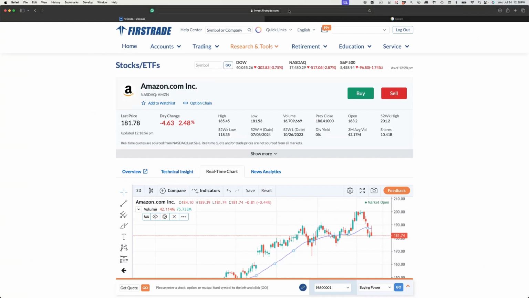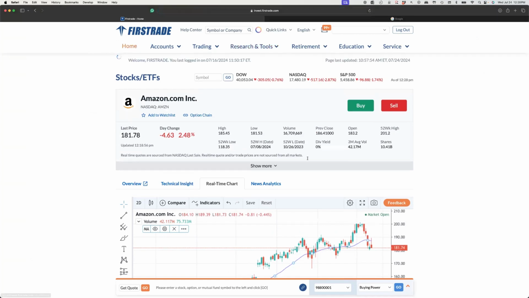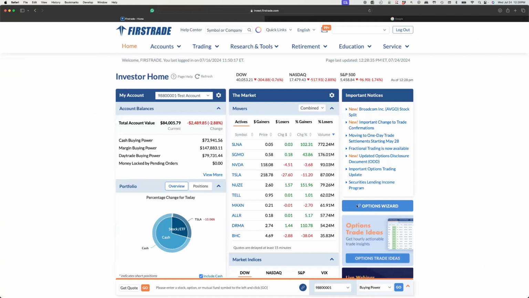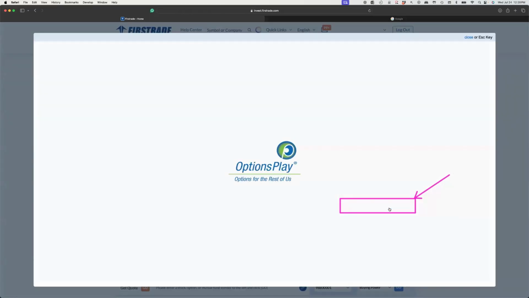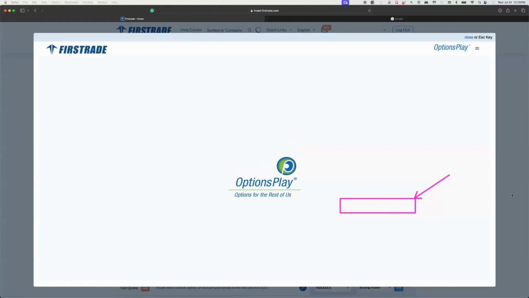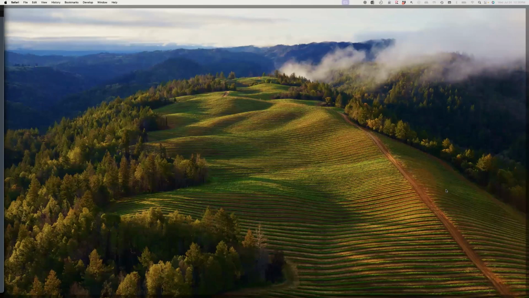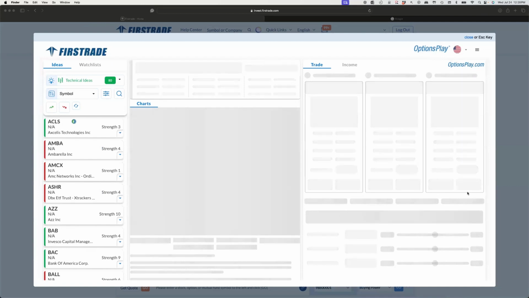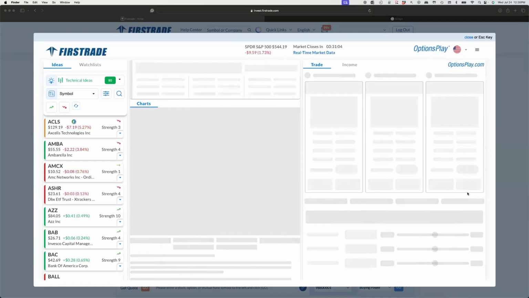When you're using first trade, when you go to your home screen, you have access to the options wizard. The options wizard is the tool that I'm going to be showing you using this prompt here today. So the prompt that I wrote was specifically written for options play, right? You can modify these prompts for your own needs, but I wrote this prompt specifically for options play.